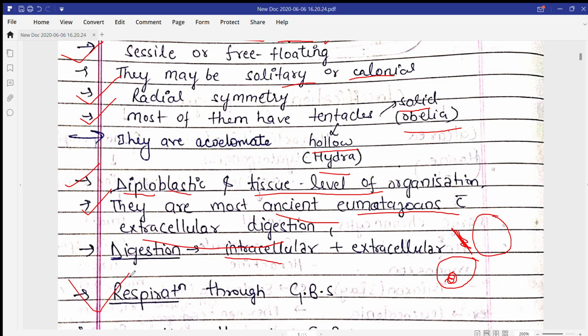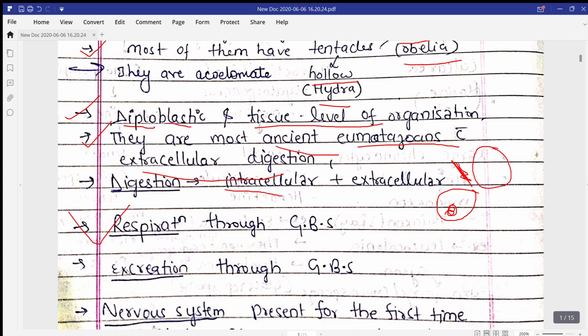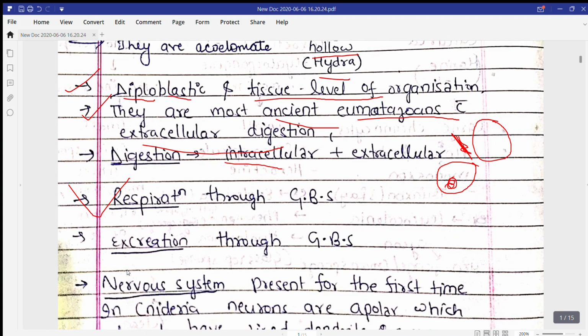Now they respire through the general body surface. So basically they do not have a particular system or organ through which they can respire. They respire through the general body surface. Similarly, excretion is through the general body surface.